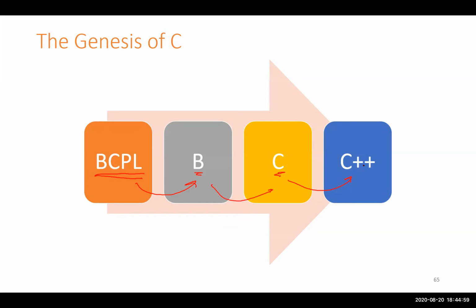Then they add on modern object-oriented stuff onto C, and they call it C++. There's some D. Someone trying to write D or something, but it actually didn't take off. So D didn't take off. So this is the history of C.